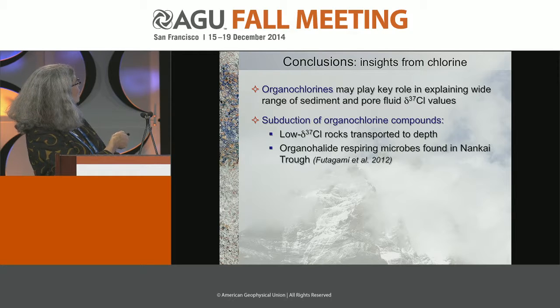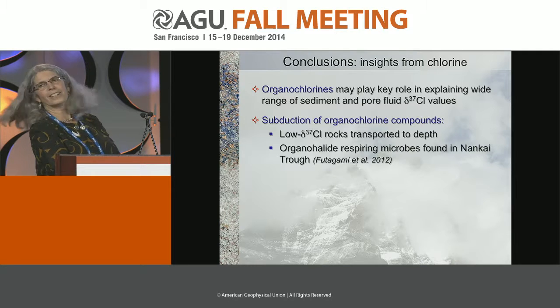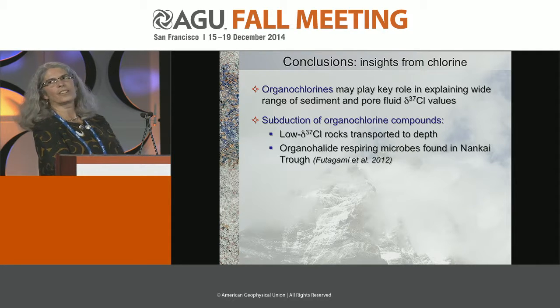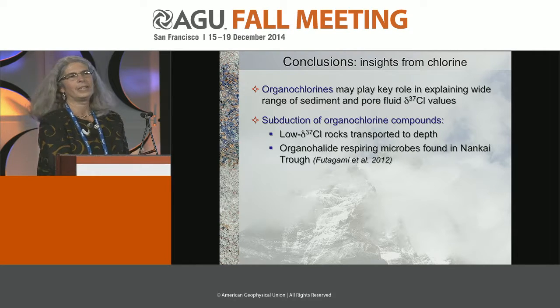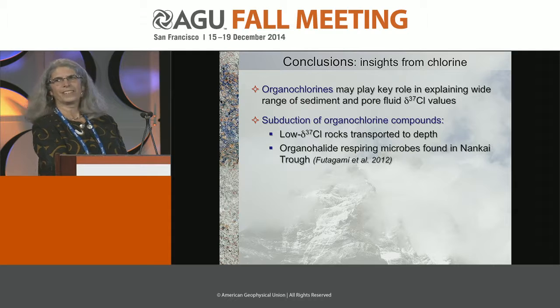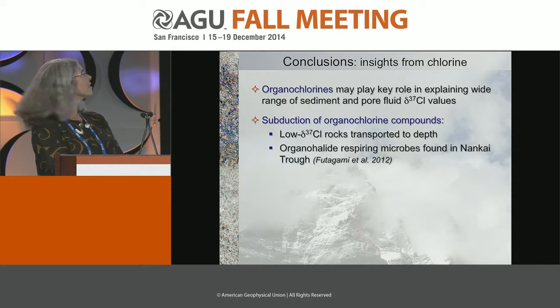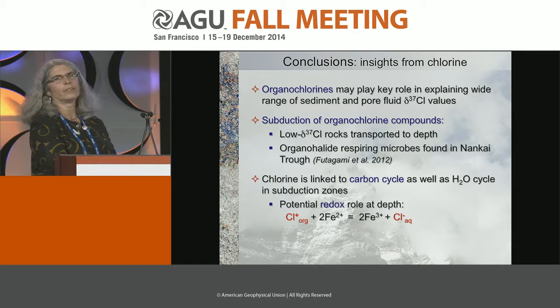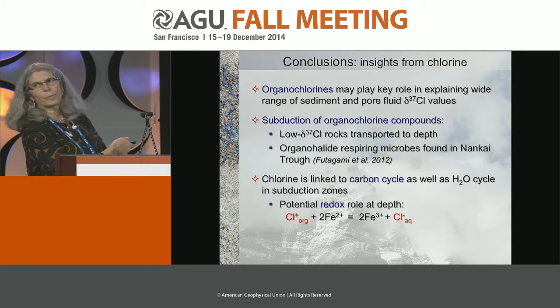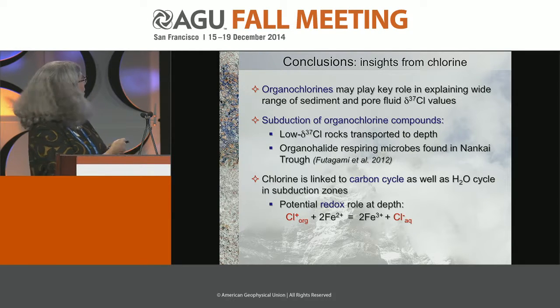And it's already known from this study by Fudogami et al. that there are organohalide respiring microbes that have been found in the Nankai Trough entering the subduction system there. So if there are organohalide respiring microbes, there have to be organohalides already present. And I think it's not too far-fetched to think that those things are going down the subduction zone. And in that case, chlorine is going to be very fundamentally linked to the carbon cycle during subduction. So not just part of the chloride water cycle.